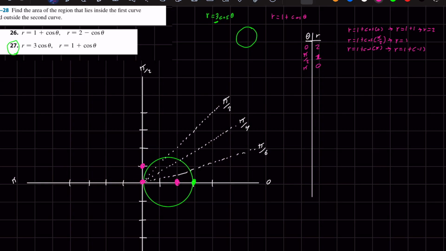Now, you could probably guess and do this fast by now on this next quadrant angle, but for 3 pi over 2, if you do the math, you get r equals 1 plus cosine of 3 pi over 2.